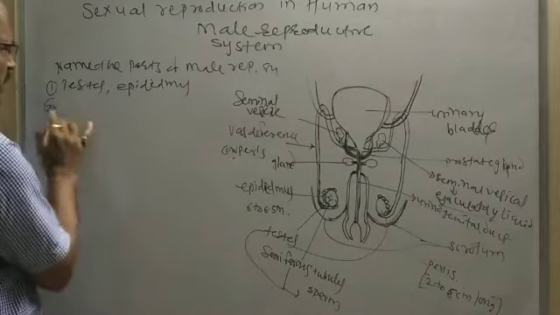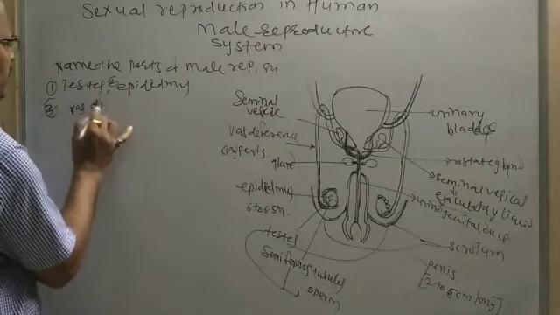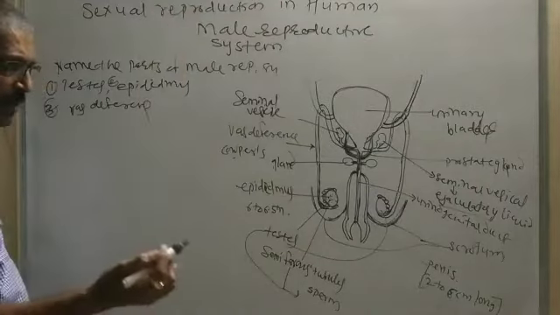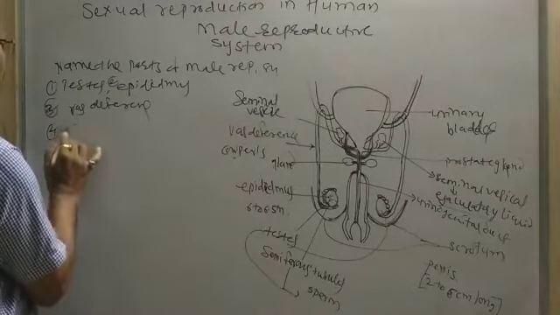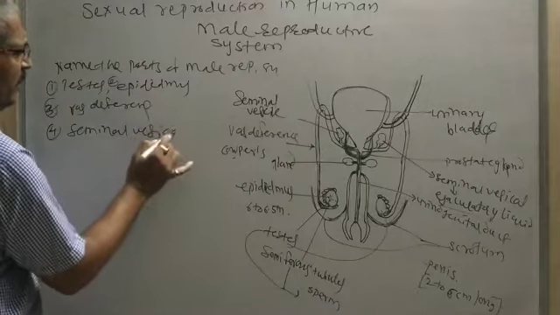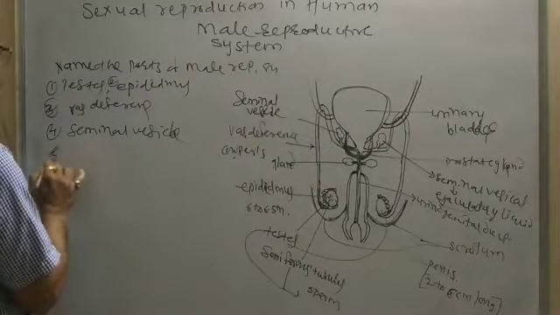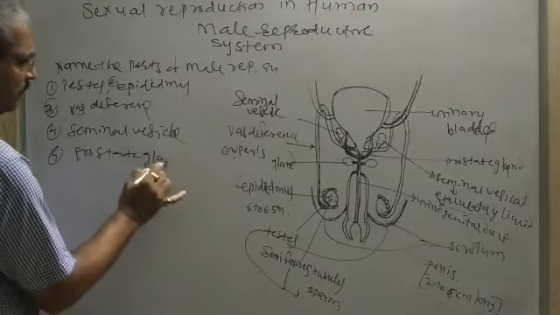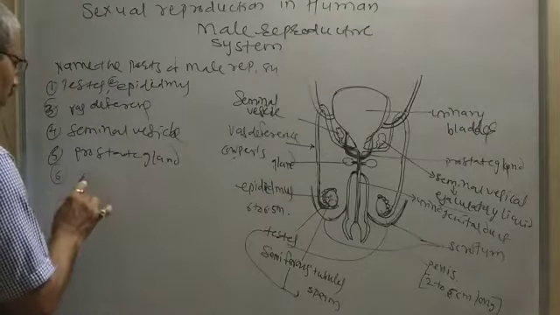Now the second part, then the third part is the vas deferens. The vas deferens is a tube which carries the sperm cell. The next part is the seminal vesicle. The next part is the prostate gland. The fifth part is the prostate gland.